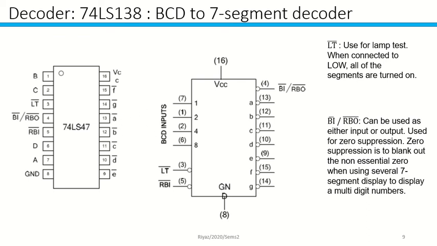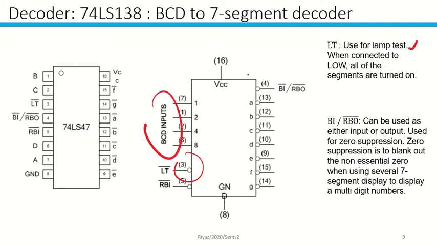So this is an example of your BCD 7 segment decoder. So you're going to have a diagram like this. Your LT is used for lamp test. When it's connected to 0, all the segments will be turned on, and you're going to have BI/RBO as your input or output situation.